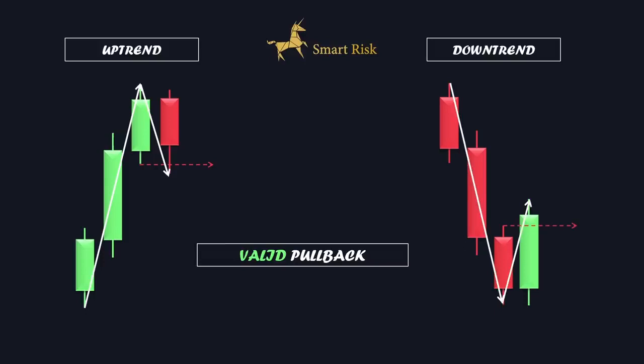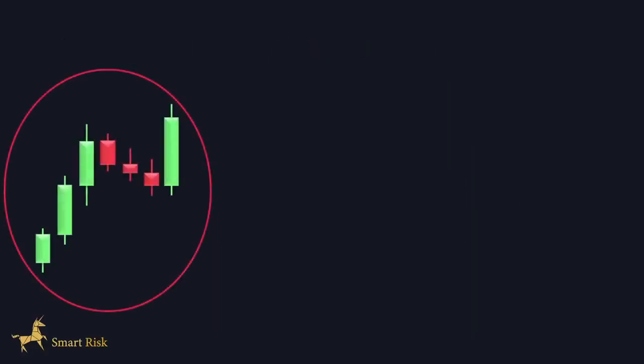To solidify our understanding of pullbacks, let's examine more examples. Consider a series of bullish candles as illustrated. After forming 3 consecutive bullish candles, the price forms a temporary pause, marked by the emergence of 3 bearish candles, before resuming an upward push. As previously mentioned in the context of a bullish scenario, for a valid pullback, the price must break below the lowest point of the last bullish candle formed just before the temporary bearish pause.